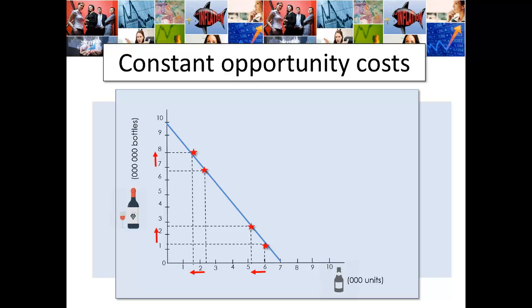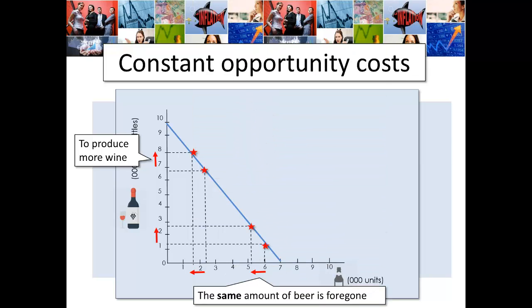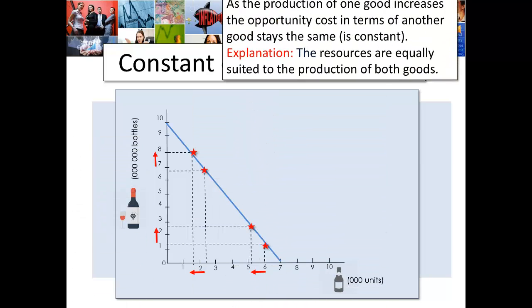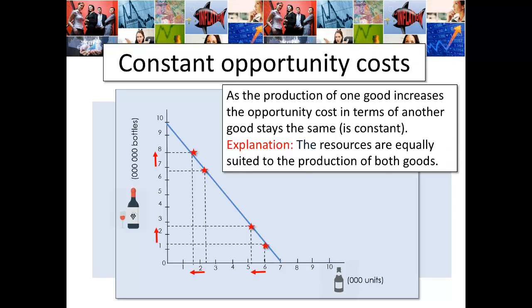So the resources used to produce beer and wine are exactly interchangeable. Now, to produce more wine, the same amount of beer is foregone. As the production of one good increases, the opportunity cost in terms of another good stays the same. It's constant, and here's your explanation. When asked to explain why it is a straight line, say that the resources are equally suited to the production of both goods.